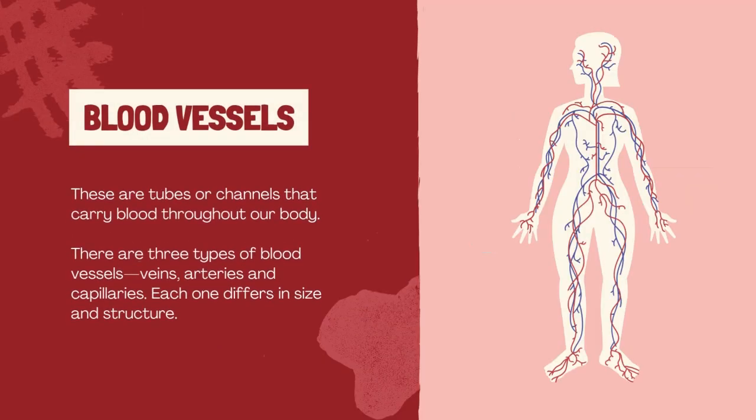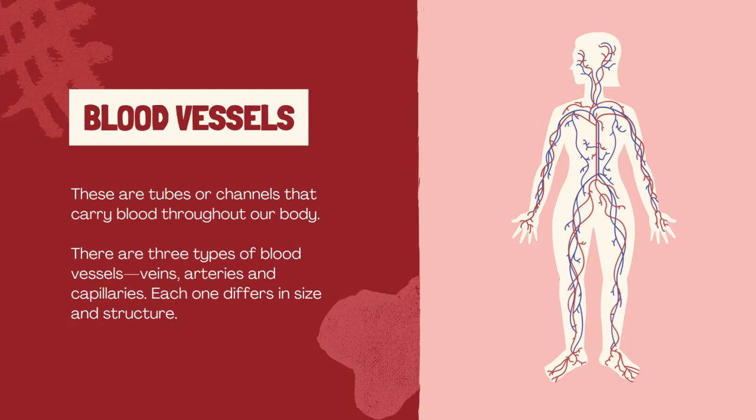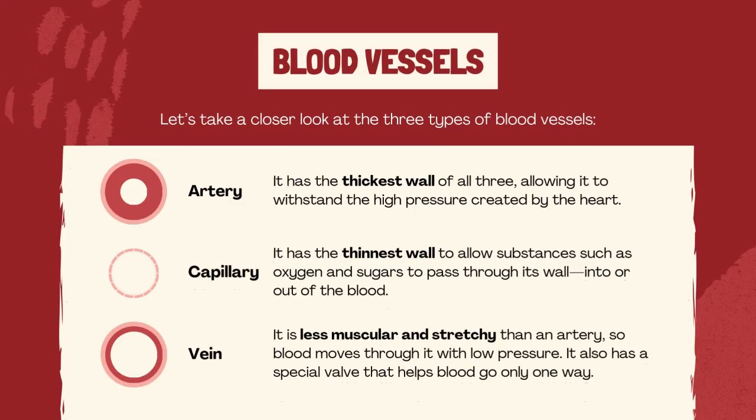Blood vessels. These are tubes or channels that carry blood throughout our body. There are 3 types of blood vessels: veins, arteries and capillaries. Each one differs in size and structure. Let's take a closer look at the 3 types of blood vessels.